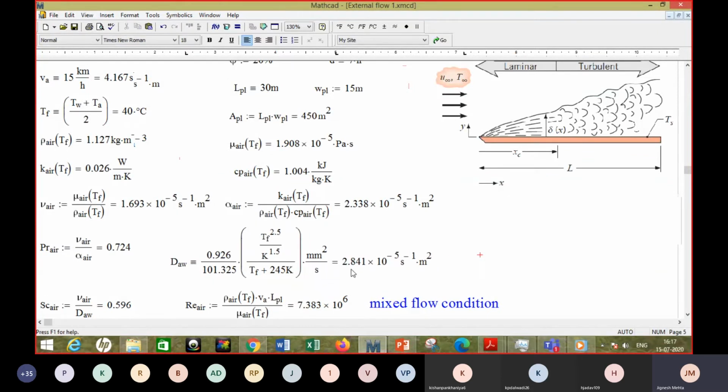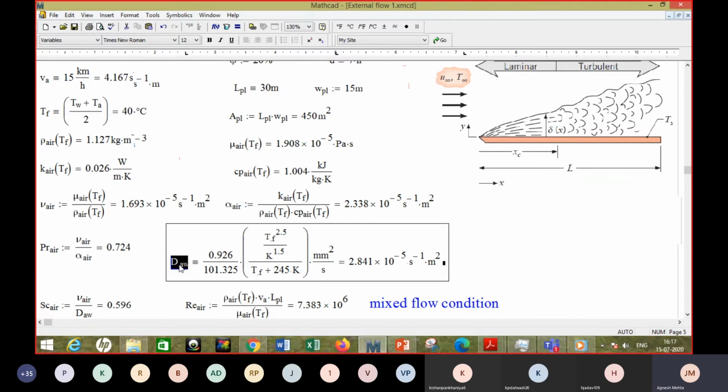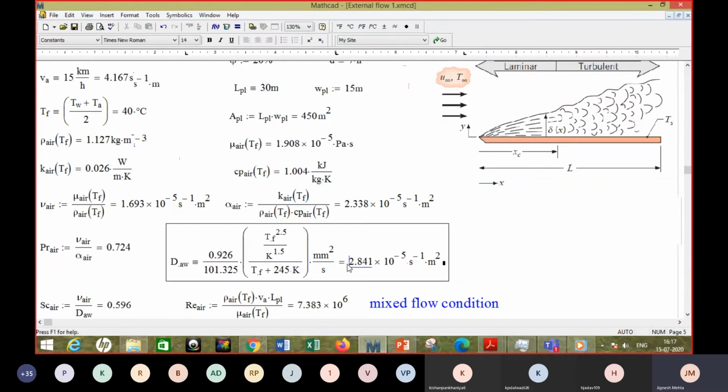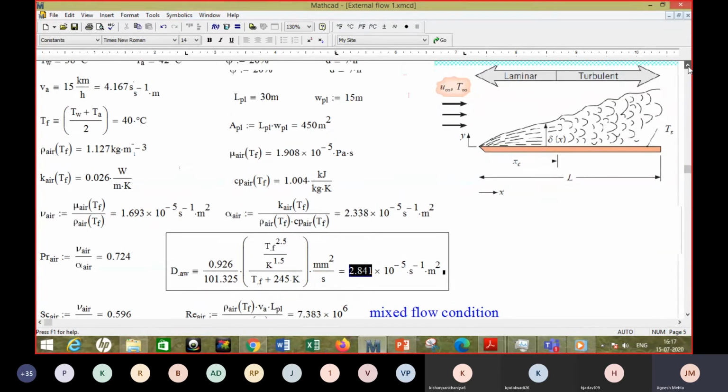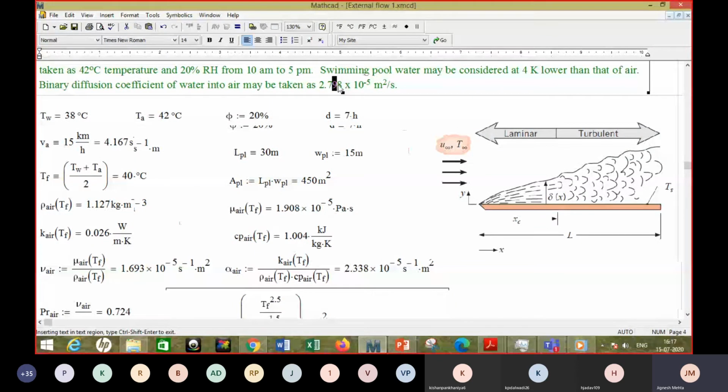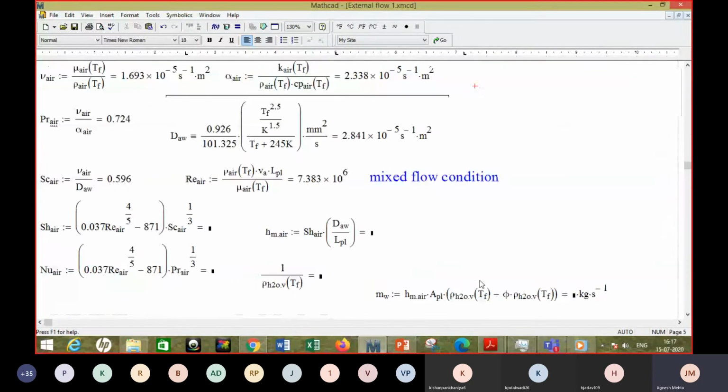What you need is binary diffusion coefficient, right? So you don't need to worry about this formula. This number is directly given to you. So that is 2.841 into 10 raised to minus 5. 2.841 into 10 raised to minus 5 is the value of binary diffusion coefficient, whose unit is meter square per second.